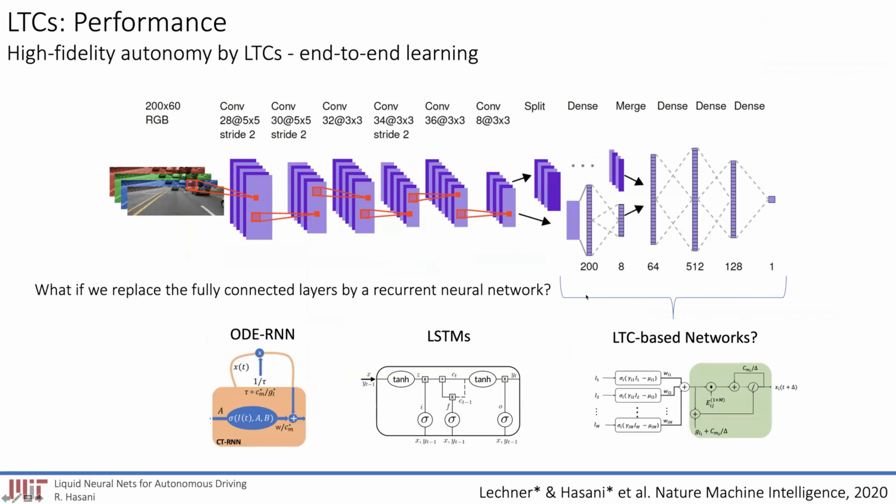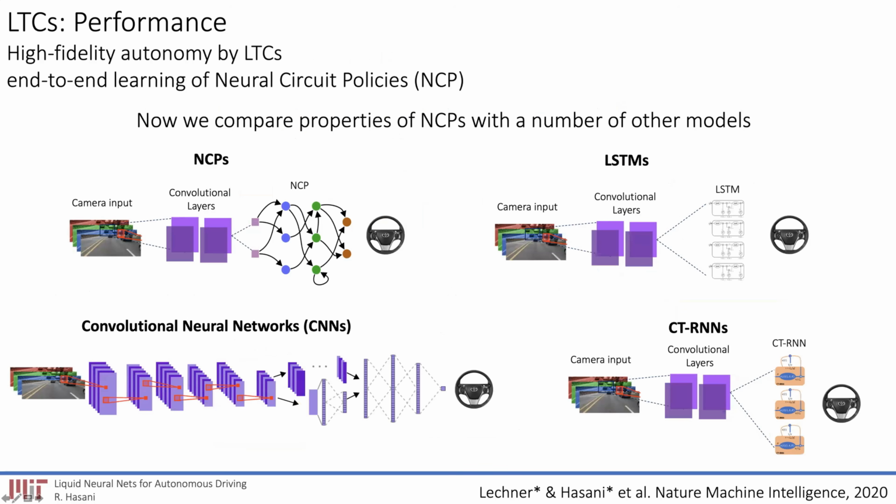So what we try to do is benchmark against all these networks that are out there by replacing this parameter-extensive part of the network with LTC-based networks, LSTM-based networks, and ODE-based networks in general. This gave rise to 4 different variants that fundamentally we want to compare against each other.